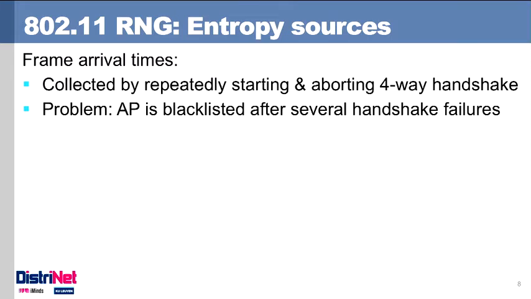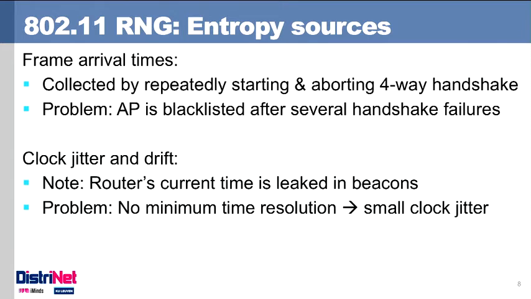The second suggestion that was provided to collect entropy was to use the clock jitter. So to essentially constantly query what time it is, and collect entropy from that. Now, a first small note here, it's not that important, is that the current time of a router can be leaked through the beacons. So as an attacker, we know how long the router is running. This is not really a concern if you want to base yourself on clock jitter, because knowing the uptime is not really sufficient to predict the amount of jitter.